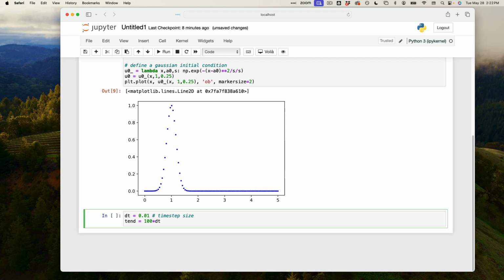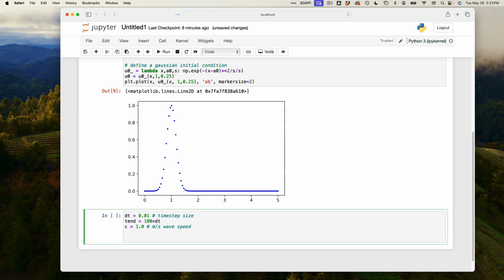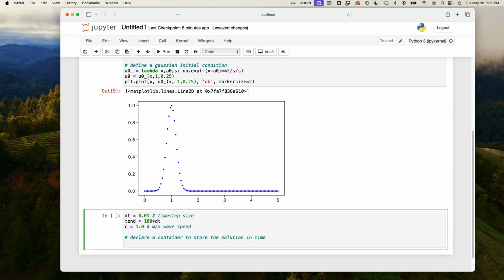Now, it's time to define our wave speed or advection speed, which is c. And we'll say this is 1.0. That's meters per second, the wave speed, or the speed of the signal as it moves in space. Just like last time, declare a container to store the solution in time. So we're going to call this sol. This is just going to be an empty list.